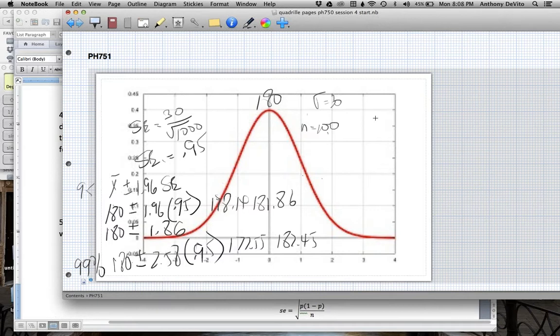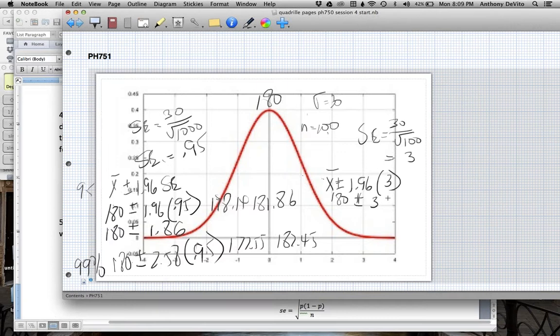So now I'm going to repeat this for a sample size of 100. My standard error is going to be equal to 30 over the square root of 100. This time my standard error is going to be equal to 3. So for the 95% confidence interval, it's going to be x bar plus or minus 1.96 times my standard error, which is 3. So this is going to be 180 plus or minus 1.96 times 3.